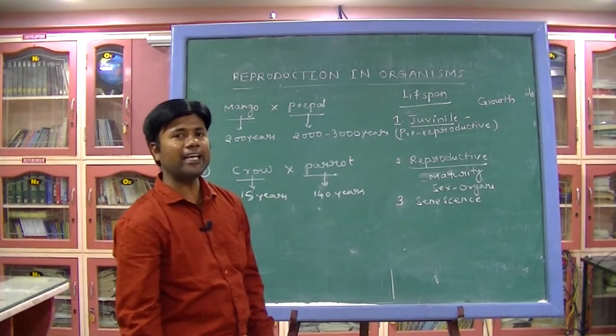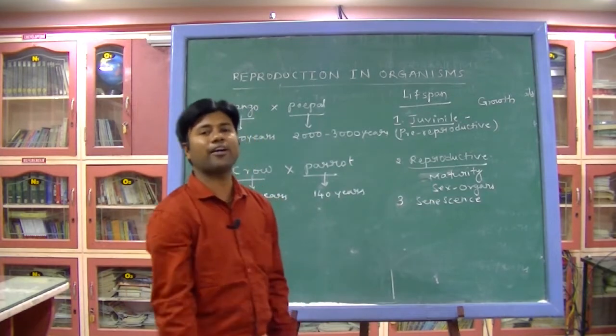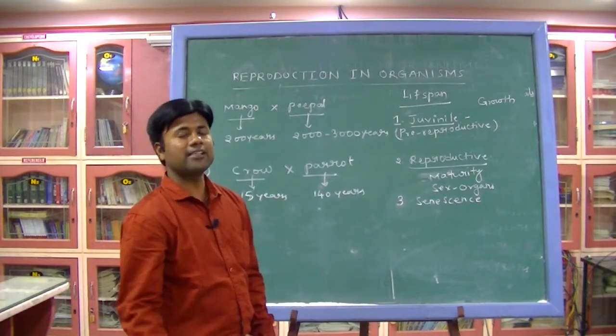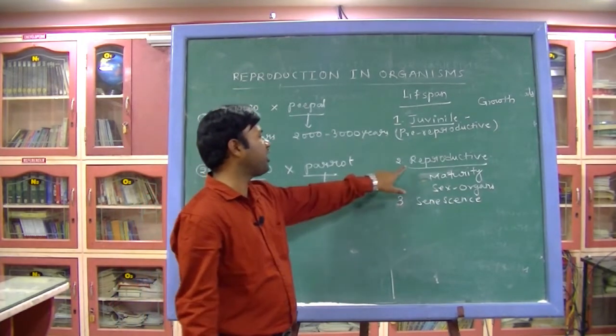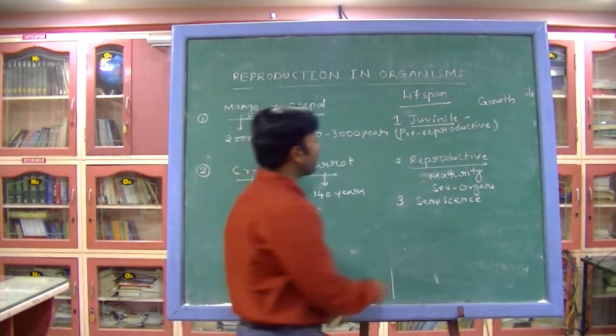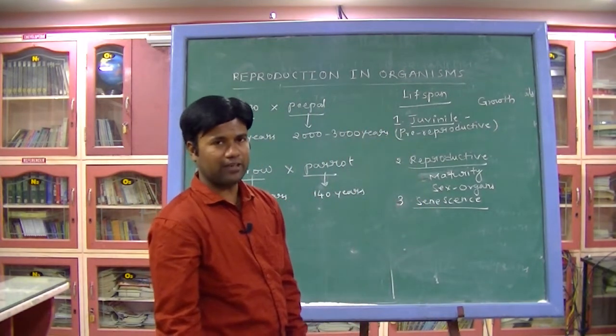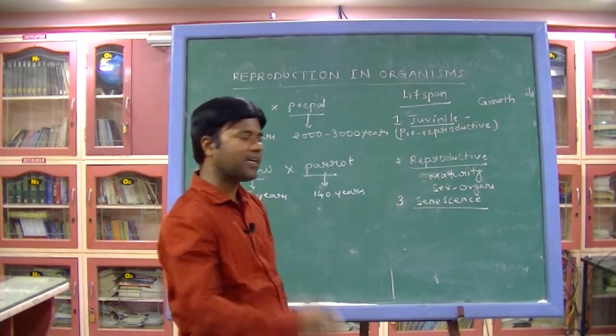If you see higher organisms, especially plants, when you see flower blooming, pollination, all such things you can see in the reproductive phase. Next, senescence stage. Deterioration of the cell means metabolic actions come down.